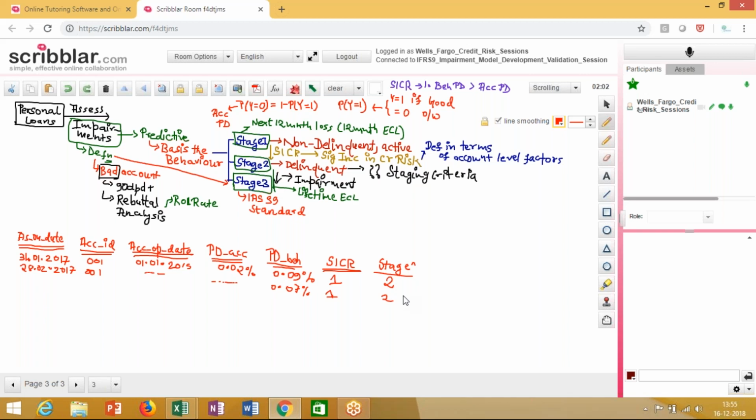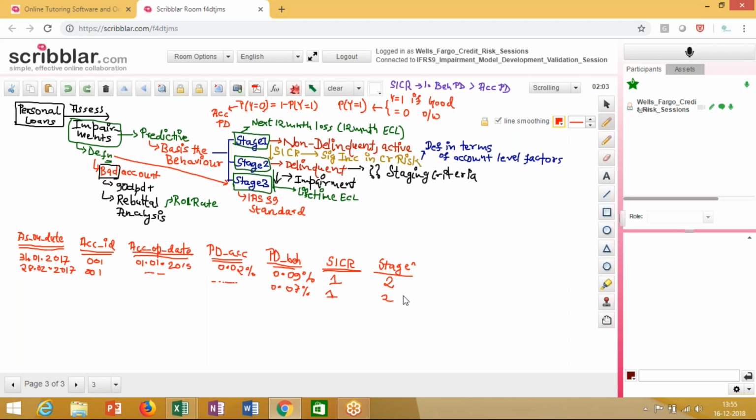Now we are looking into the stages. This could be for a commercial loan as well. The same framework applies to a commercial loan which satisfies the SPPI. Now what will change in a commercial loan? It will be the behavior pattern, the way the PD model is developed. The approach of developing the PD model will change in the commercial.